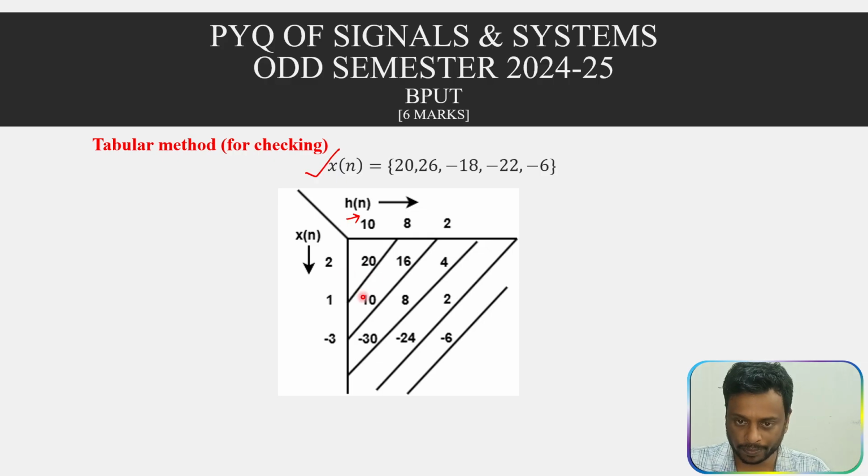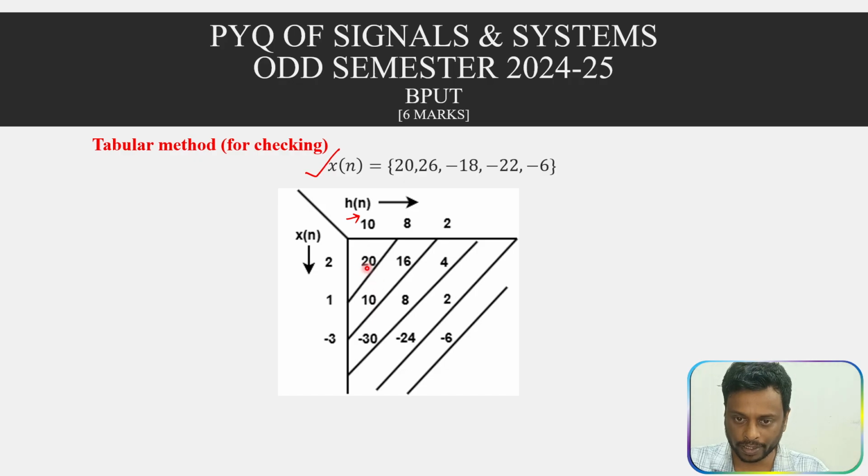So 2 into 10, that will be 20. 2 into 8, that will be 16. Then 2 into 2, it will be 4. Similarly, 1 into 10 is 10, then 8, then 2. Similarly, minus 3 into 10 will be minus 30, then minus 24 and minus 6. Then we can add.